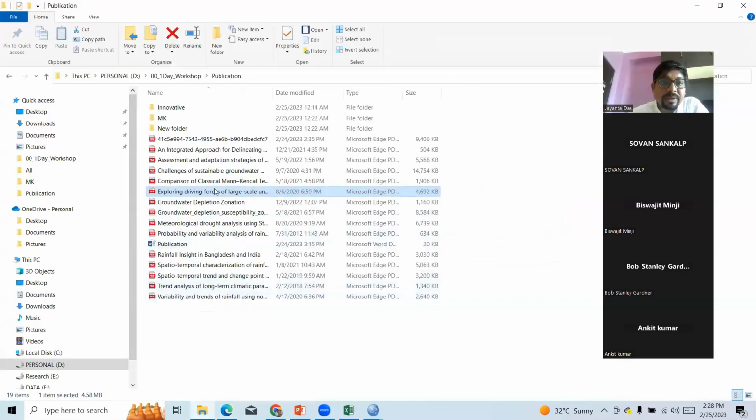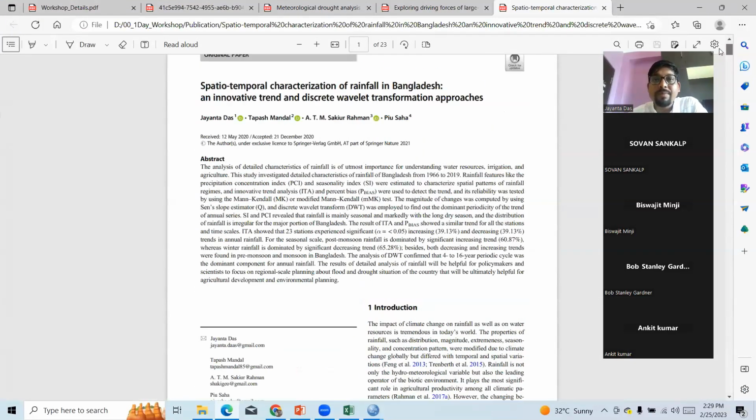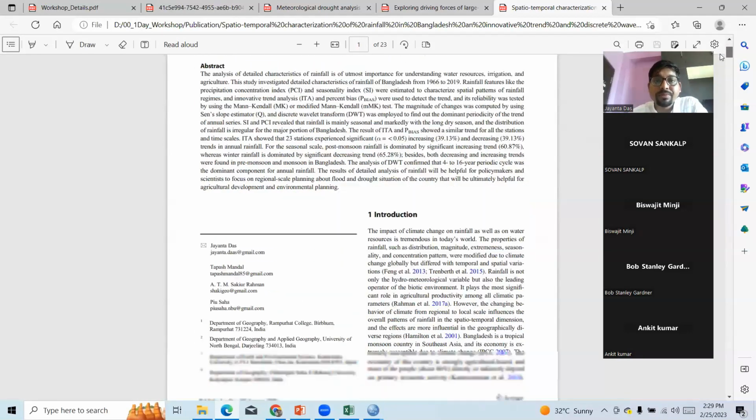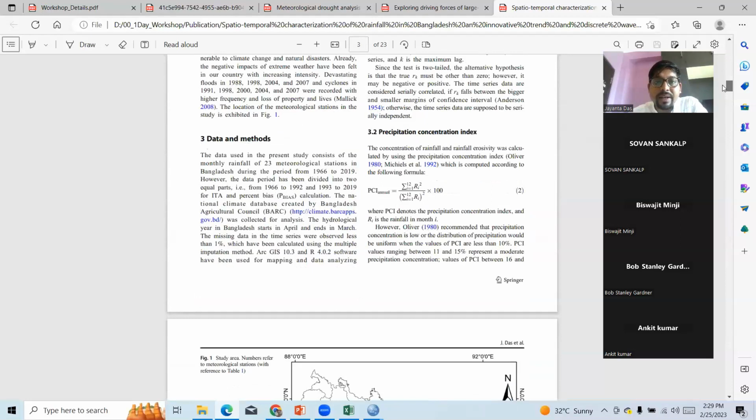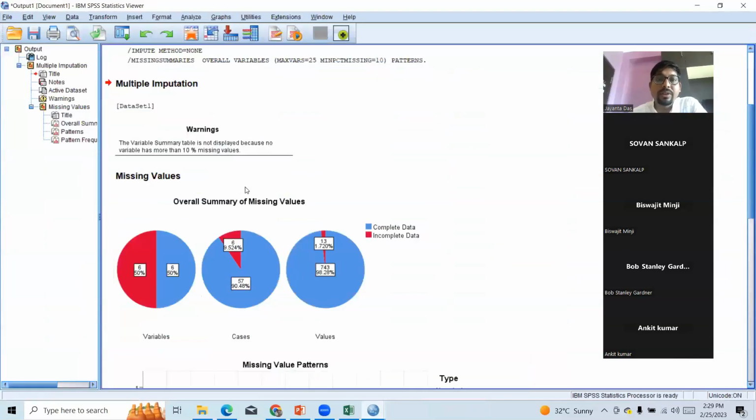If you check another paper, also published in a very good journal, Theoretical and Applied Climatology, see here, we have mentioned in the data section that the missing data in the time series observed was less than 1%, which has been calculated using the multiple imputation method. If a data set has any missing record, then you have to calculate it. So you can use this technique, the multiple imputation method. Now, according to this analysis, it is less than 2%. You can write less than 2%, or you can combine it for all stations.